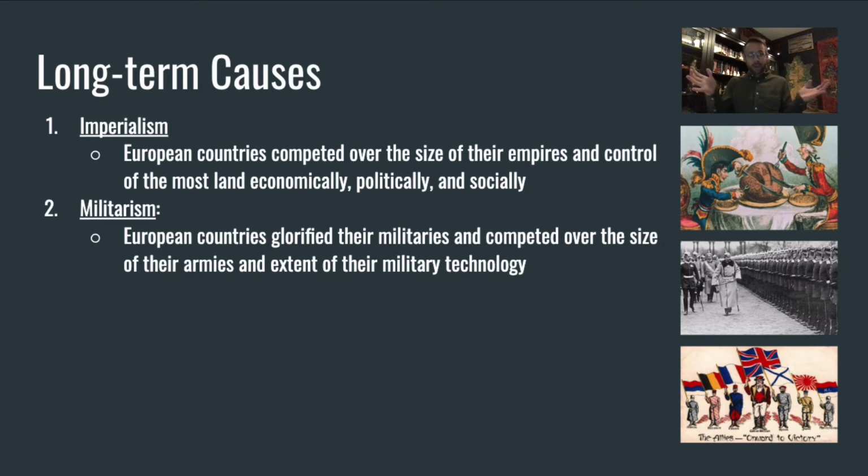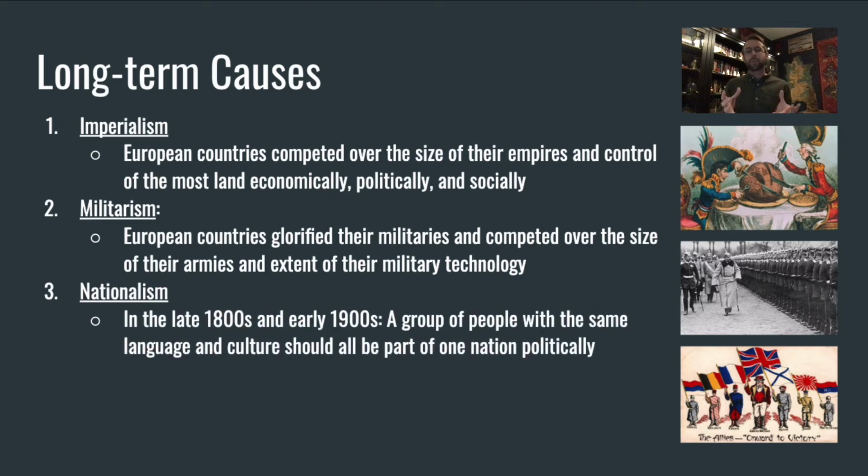Spoiler alert, it was. All right, the next ism that we have here is nationalism. So there's a couple of different ways to understand this. The first one, when we look at the time period we are studying at this moment, is it means that a group of people with the same language and culture and social values, ethnicity, all those different things should be able to be part of one nation politically.